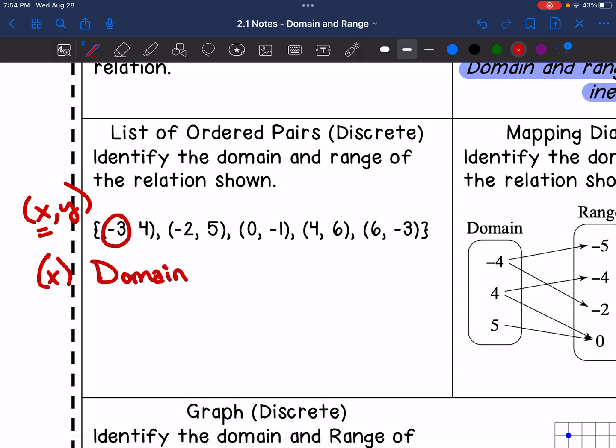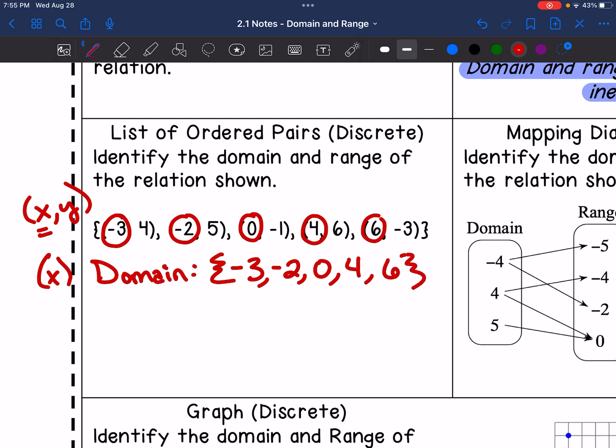So if we look at our x values, we have a -3, a -2, a 0, a 4, and a 6. So I'm going to put those in order from least to greatest, which it already looks like they are. And then if there are any repeats, I'm only going to write them once. And so I'm using my squiggly brackets to show that this is a set. And then I'll write -3, comma, -2, comma, 0, comma, 4, comma, 6. So that is my domain.